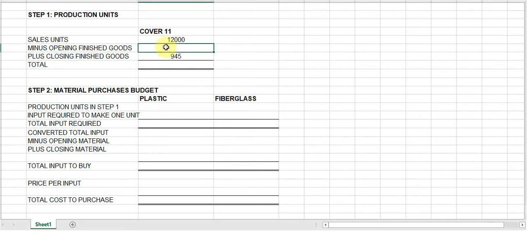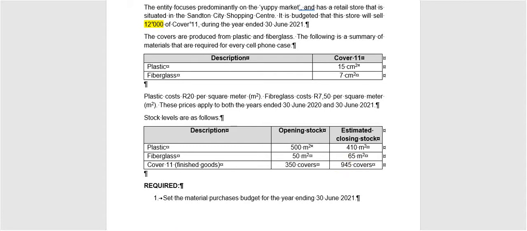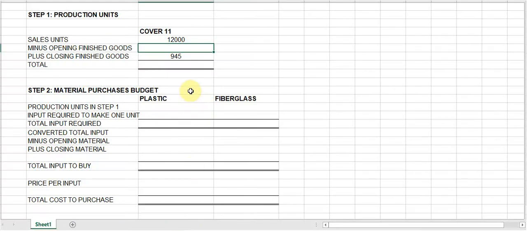There's 945 at the end, and we need to minus, let me just check again, 350 opening. Minus 350 covers, and what is the amount to be produced then? We will produce 12,595 covers. Going to step 2, we need this answer, 12,595. We need to make sure that we have enough plastic to make 12,595 covers. We also need enough fiberglass to make 12,595 covers.